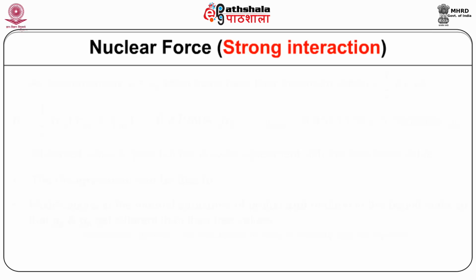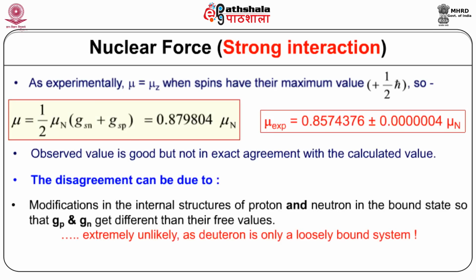We are continuing with our discussion about deuteron. Experimentally, mu is equal to mu z when spins have their maximum value, that is plus 1 by 2 h bar. So we define mu as equal to mu z, by definition, in the state when m is equal to I. This we have seen in the definition of magnetic moment.